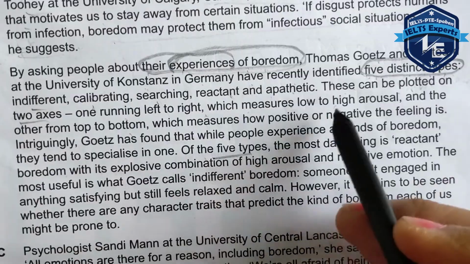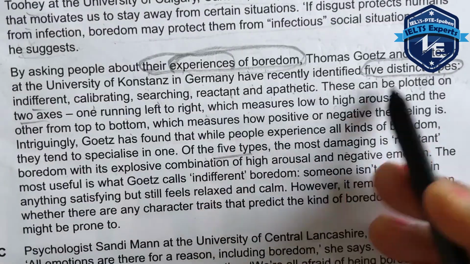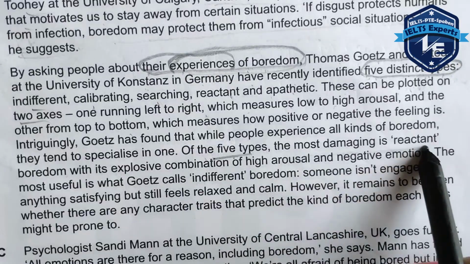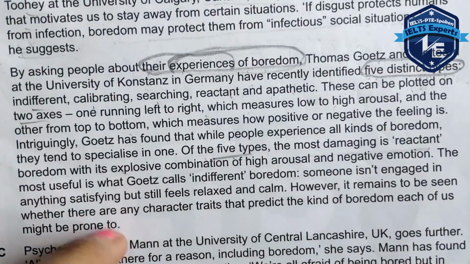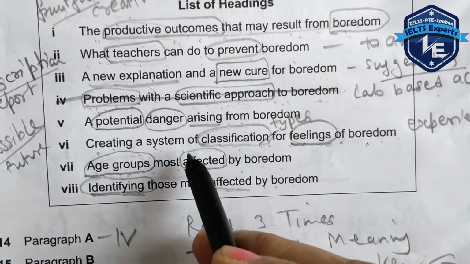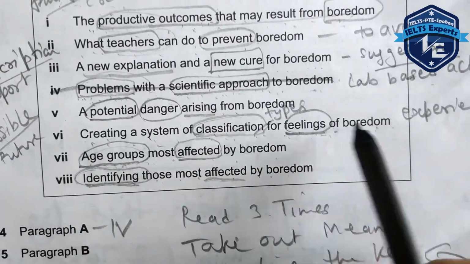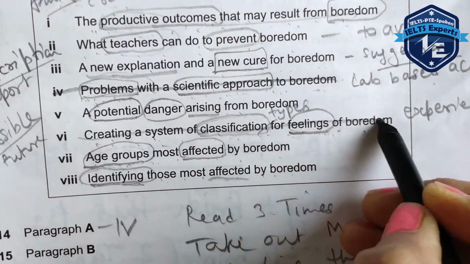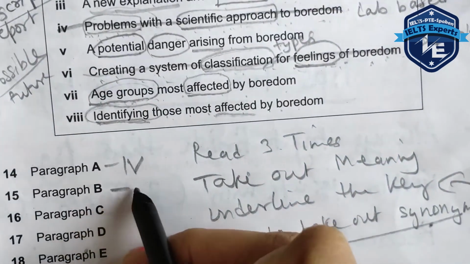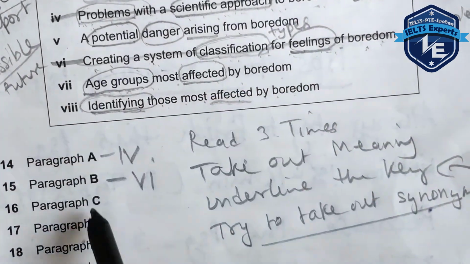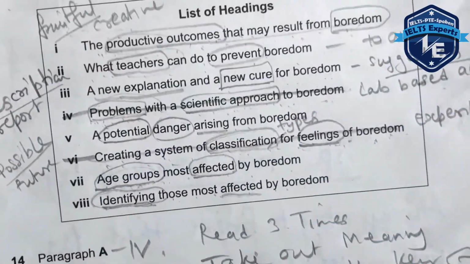Next important word we got in it, it means it is correct. 5 types. The most damaging is reactant boredom with explosive combination of. Yes, creating a system of classification for feeling of boredom. Yes, we got the perfect answer. For B paragraph, the answer is 7.